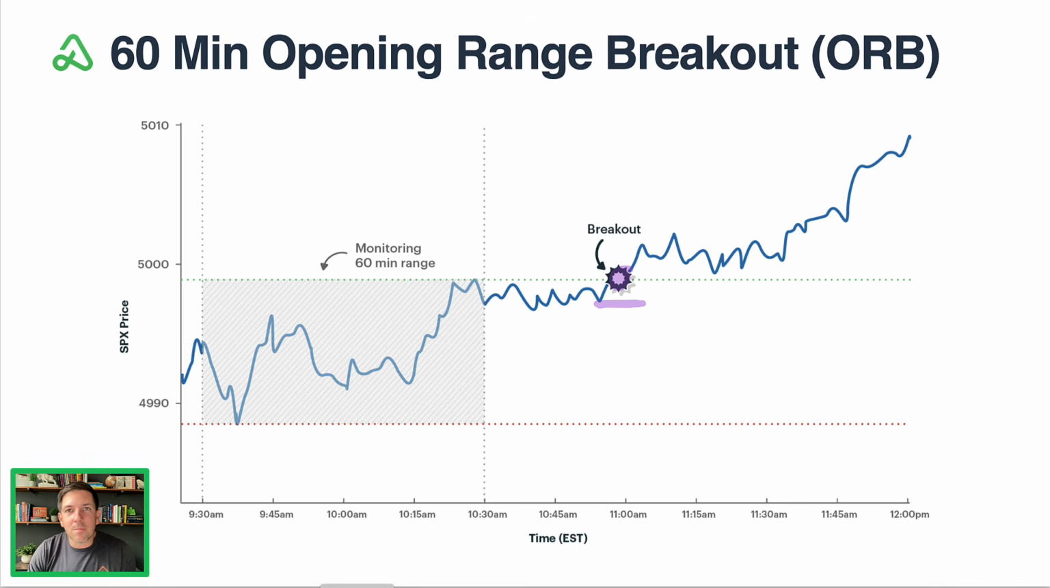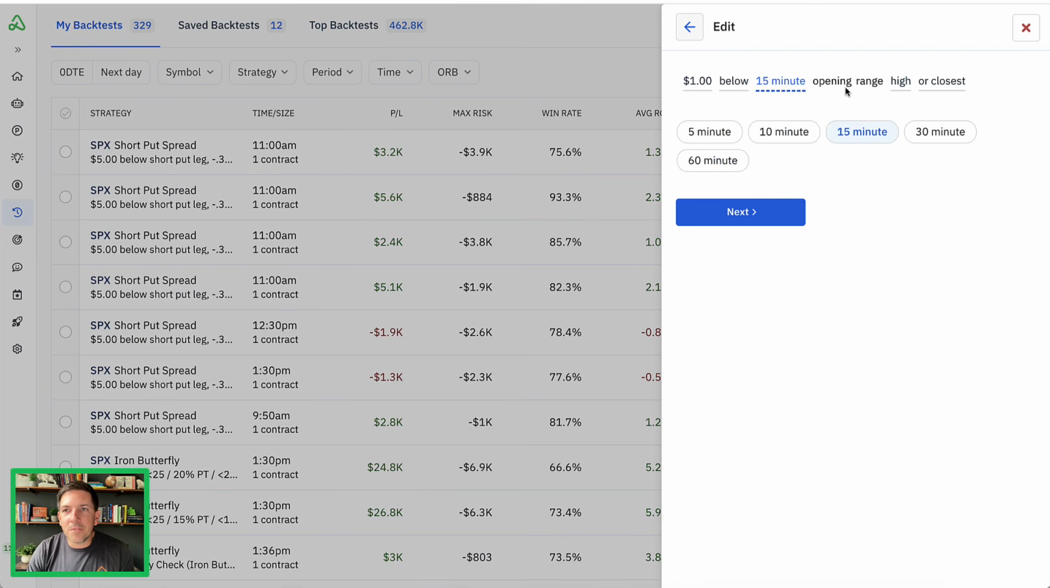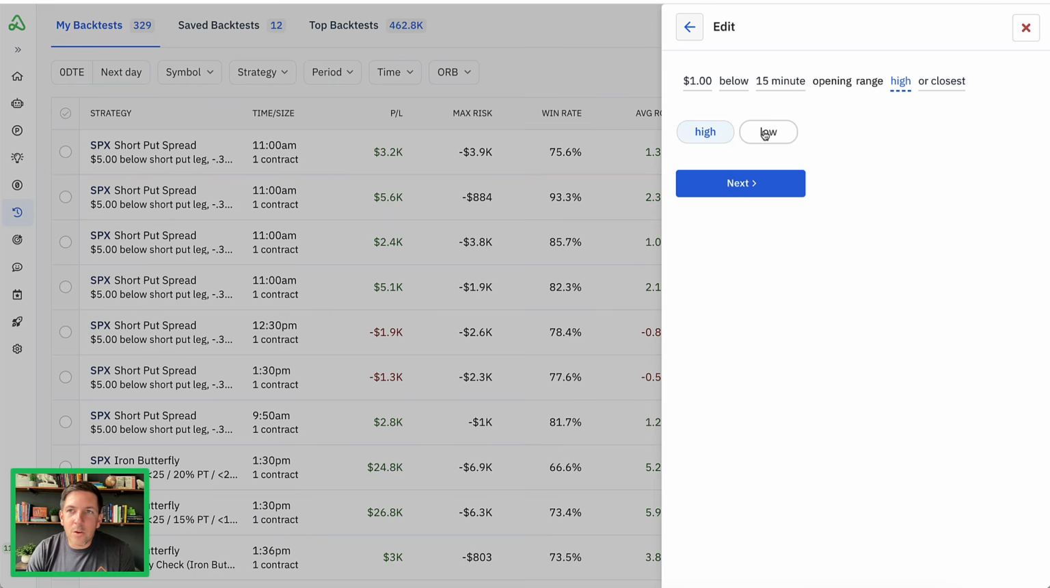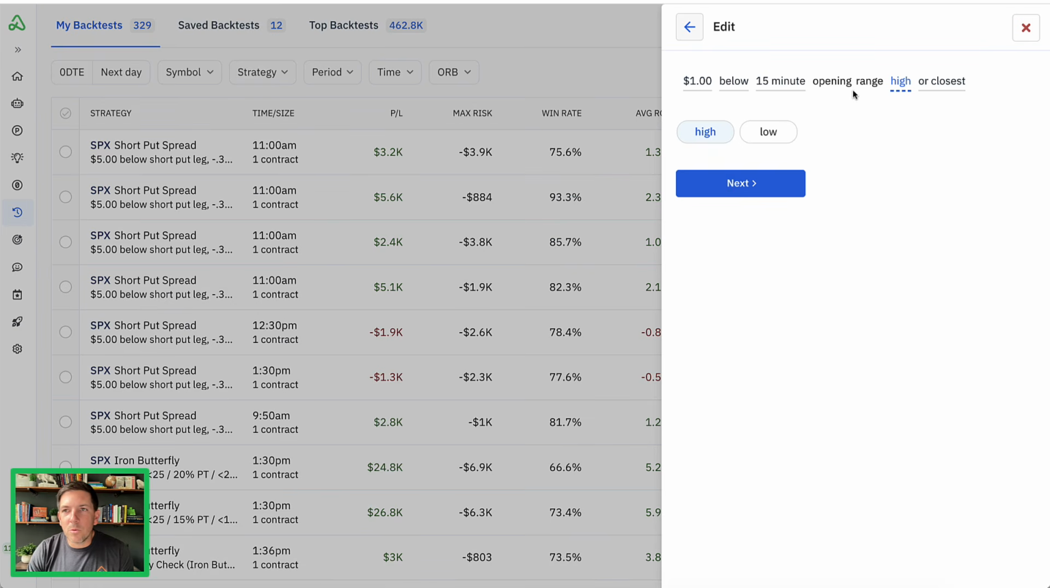And again, we can test lots and lots of variations of this as we go, but I'm going to say $1 below, and in this case, we'll do the 15-minute opening range. We'll do it right below the opening range high. Notice you can do it below the opening range low if you want to. If you did it below the opening range low, then you'd be essentially opening your short put spread down here. So again, we can test lots of variations of this. I encourage you to do this as well. Find what works for you, but we'll just test it for this one, the high.